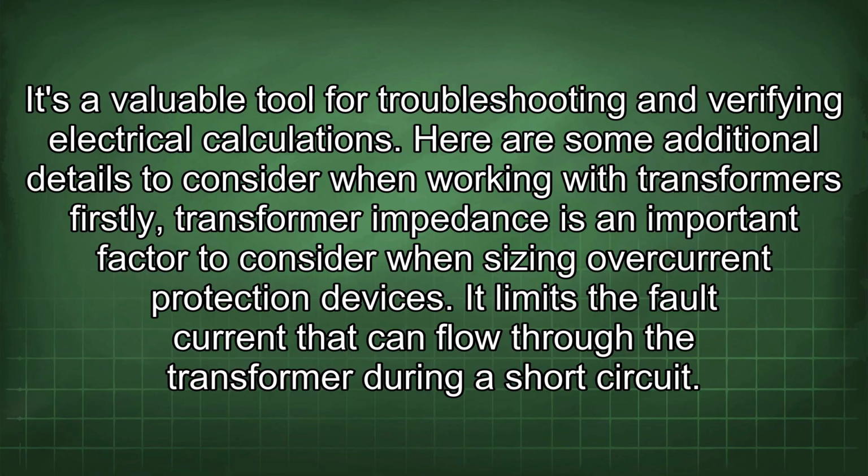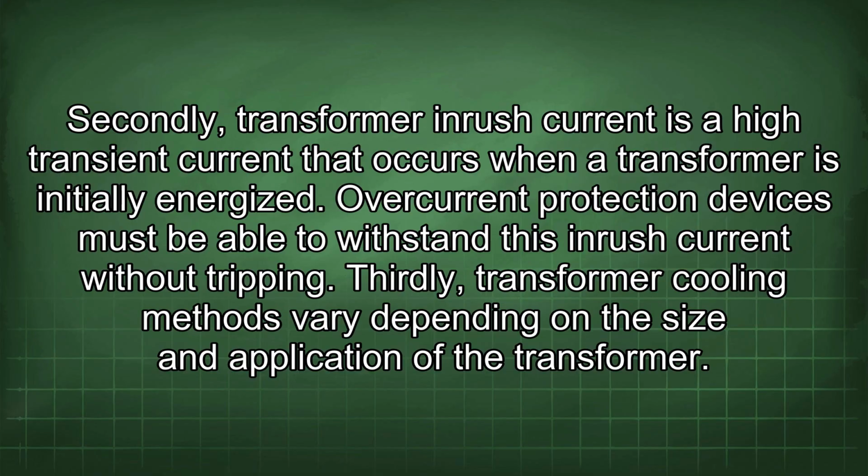Firstly, transformer impedance is an important factor to consider when sizing overcurrent protection devices. It limits the fault current that can flow through the transformer during a short circuit. Secondly, transformer inrush current is a high transient current that occurs when a transformer is initially energized. Overcurrent protection devices must be able to withstand this inrush current without tripping.